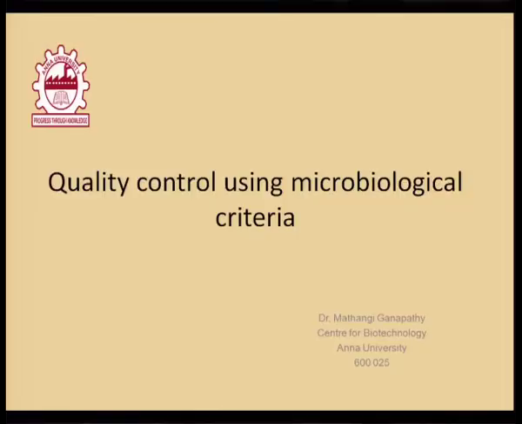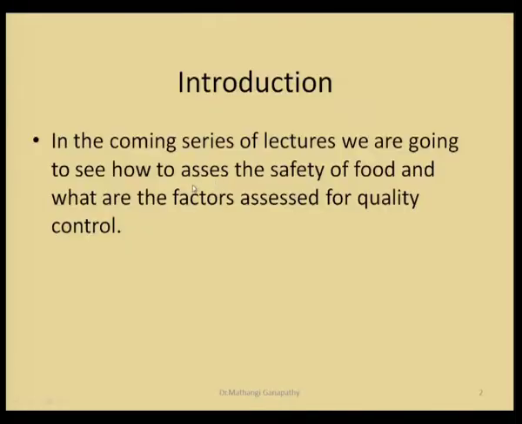Welcome to the lecture series on food microbiology. So far in this series, we have seen, depending upon the criteria of food we are talking about, what the spoilage organisms are and how we can extend the shelf life and improve it so as to reduce the spoilage. In the coming series of lectures, we are going to see how to assess the safety of food and what the factors assessed for quality control are.